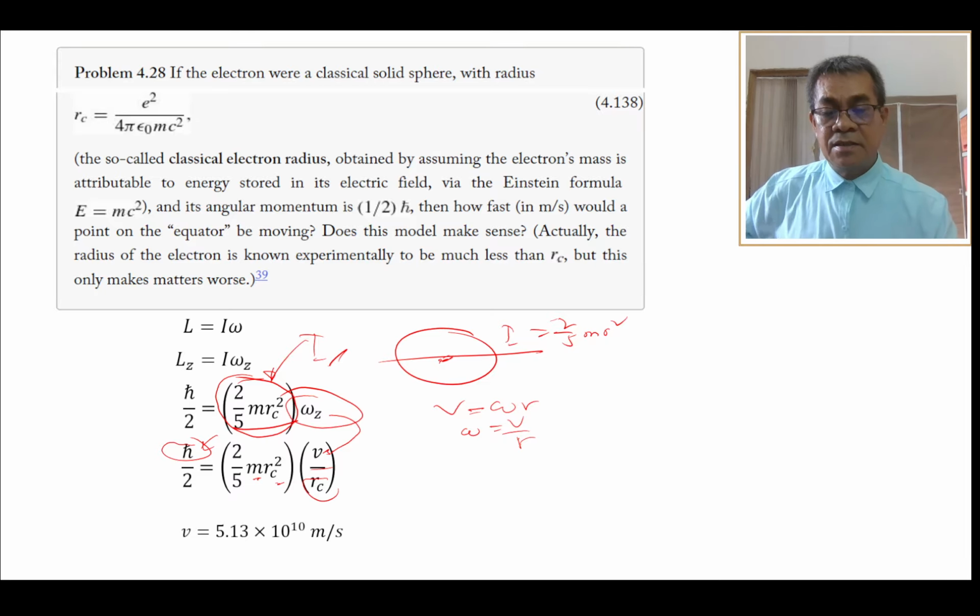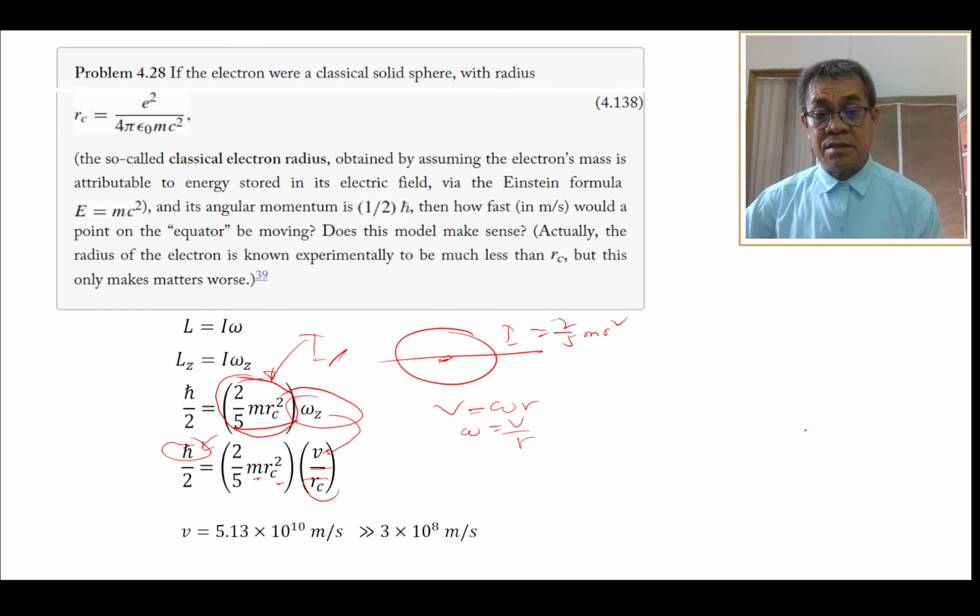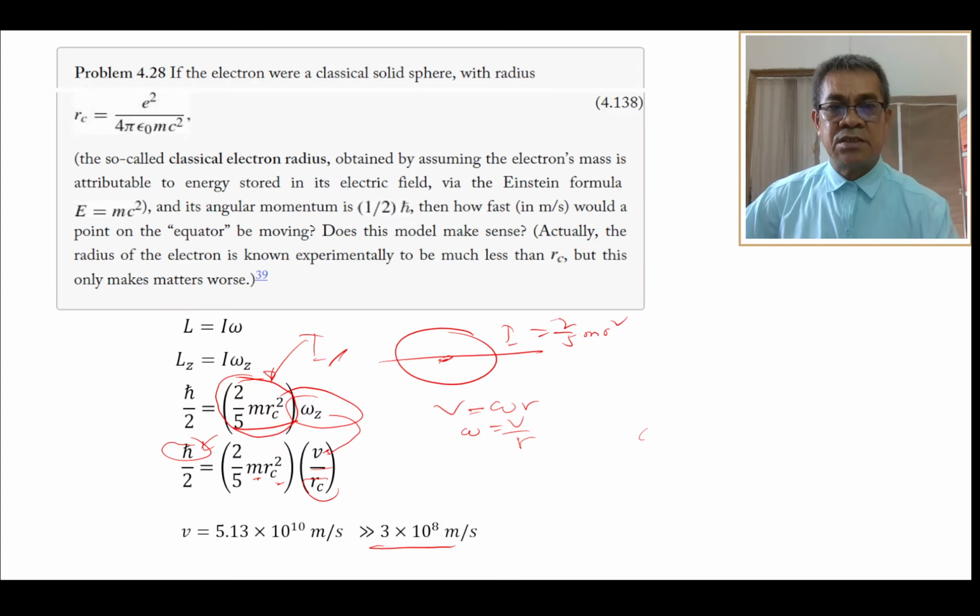Is this a realistic result? Take note that this is much greater than the speed of light. The speed of light is just equal to 3 times 10 raised to 8 meters per second. And this is the velocity of photons, a massless particle. If a particle doesn't have mass, then it can travel at the speed of light, which means that the speed of light is the ultimate velocity, the highest velocity of all particles. Why? Because it is massless.